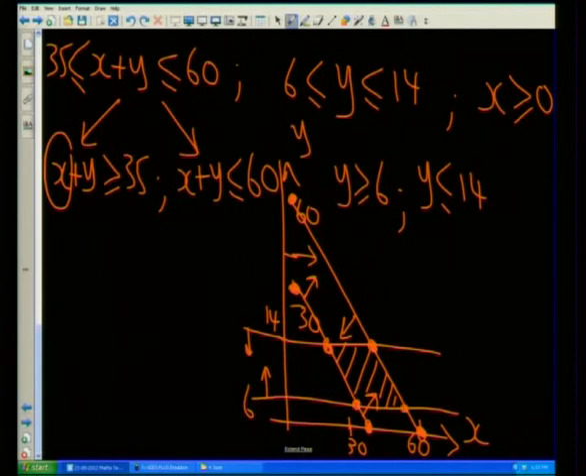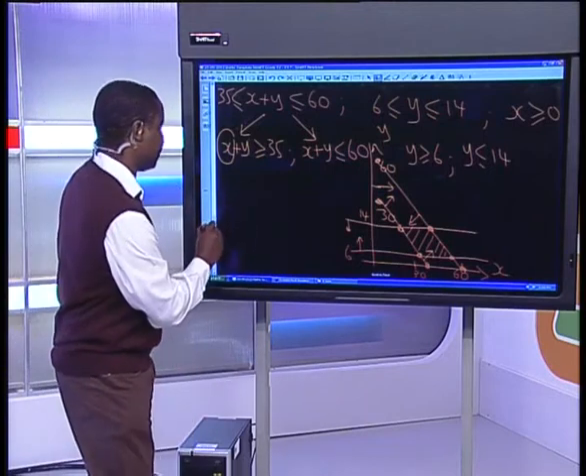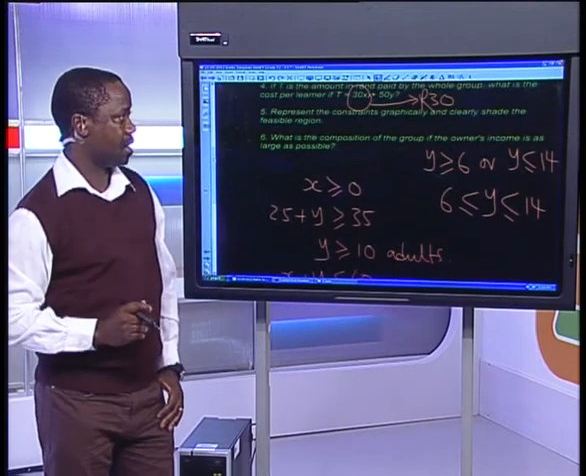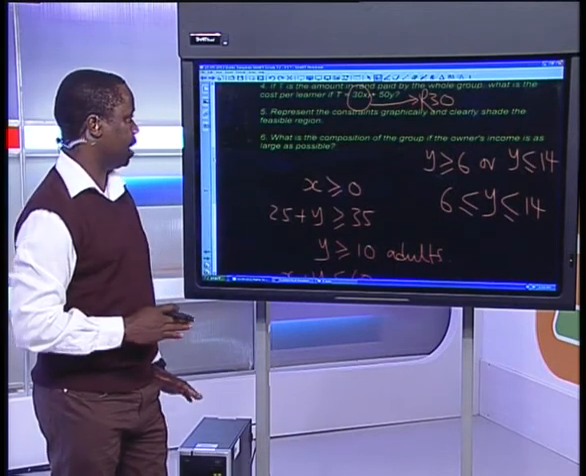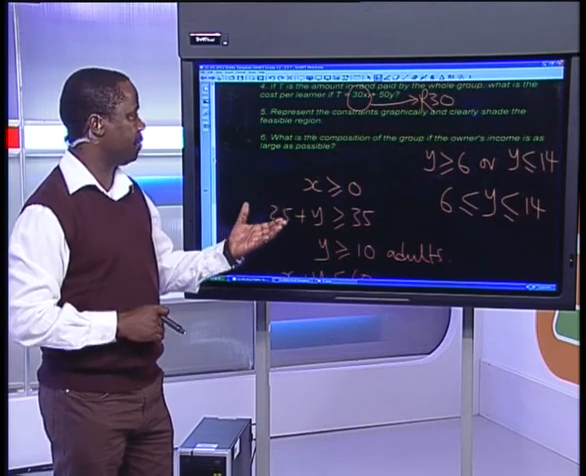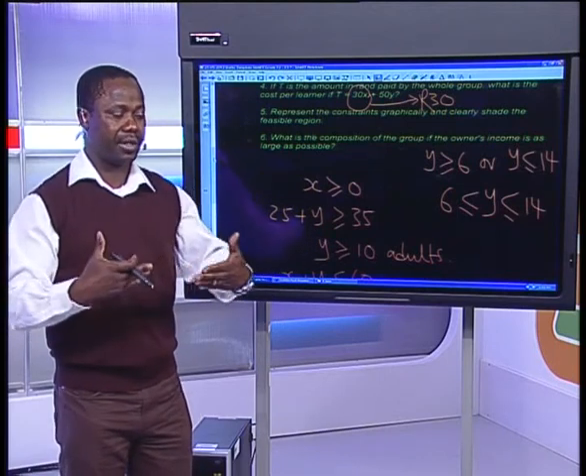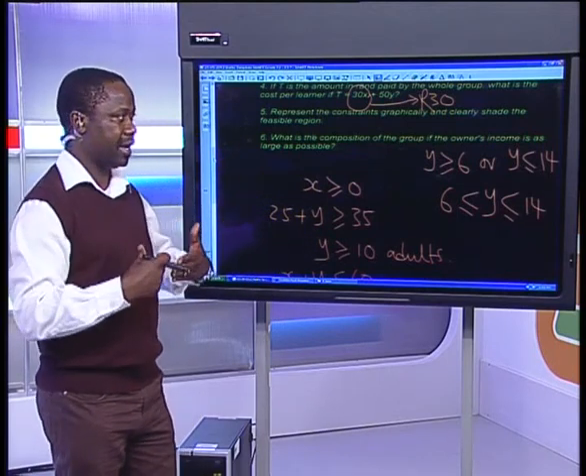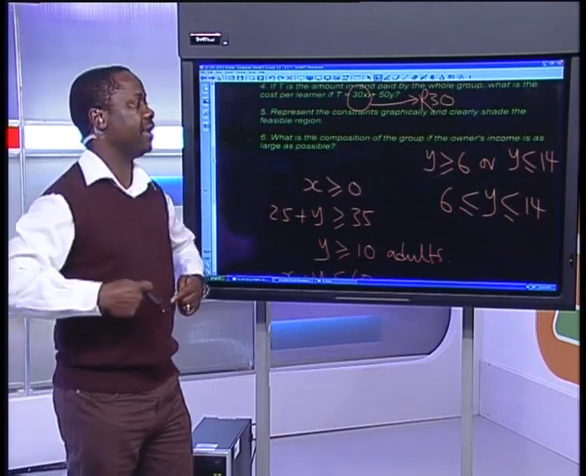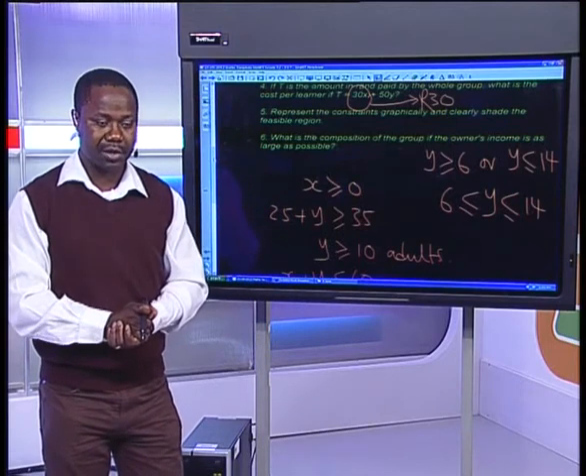I think we have basically just answered the fifth part of the question. I think the last one was, what is the composition of the group if the owner's income is as large as possible? There comes that part where we take the equation of the function, and then translate it across the feasible region to determine the maximum point.